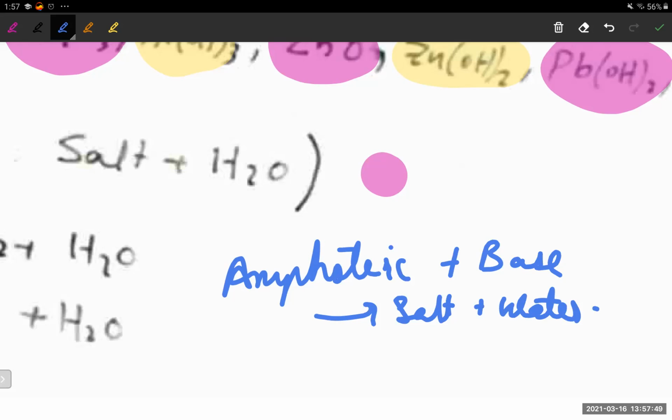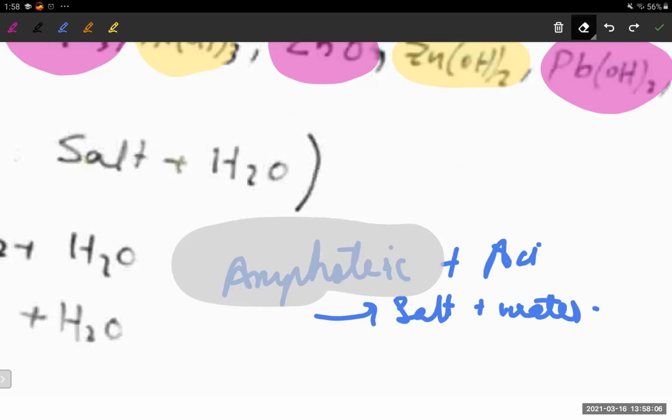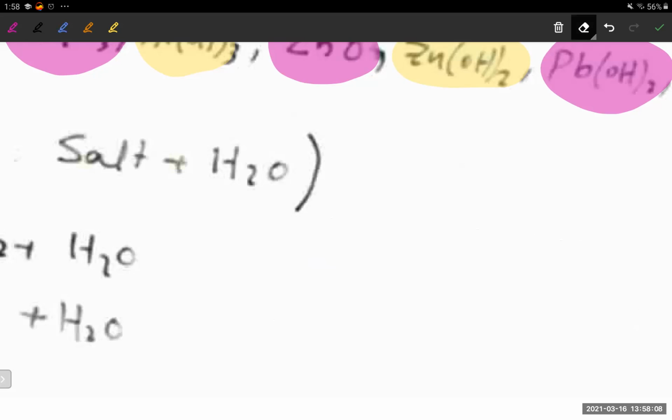Now if I remove this base from here and react it with an acid, then also it will give us salt and water. That means it's reacting as a base also, isn't it? Is it clear up till now? See, it's such a colorful slide. Yes, that draws your attention towards it and you are recalling everything very nicely.